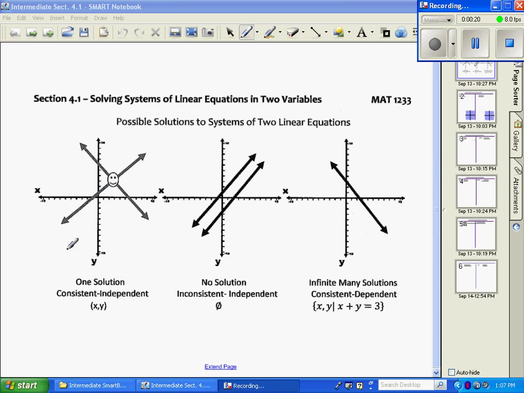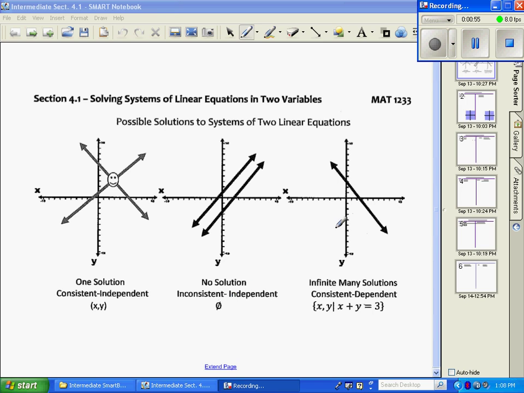There's this situation which happens most often, where you're going to have one solution. They're consistent and independent, and the answer is an ordered pair, for example, the ordered pair (2, 3). The second solution is where you get parallel lines if you're graphing, or basically these two equations have no points in common, therefore there's no solution. Inconsistent, independent, and sometimes no solution is represented with 0 with a bar through it.